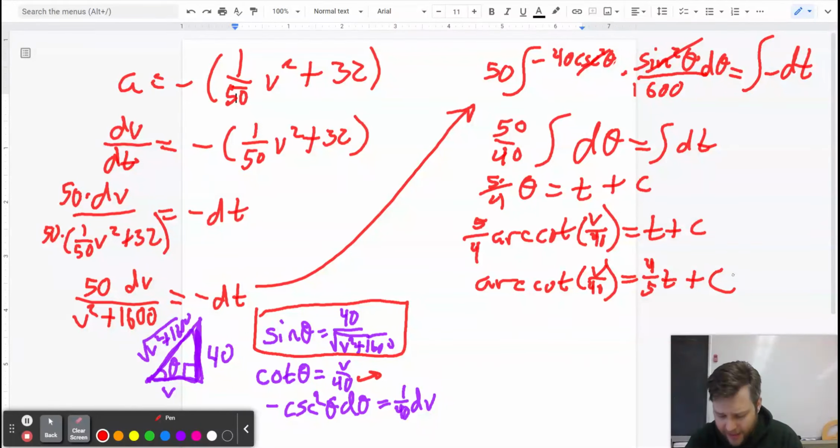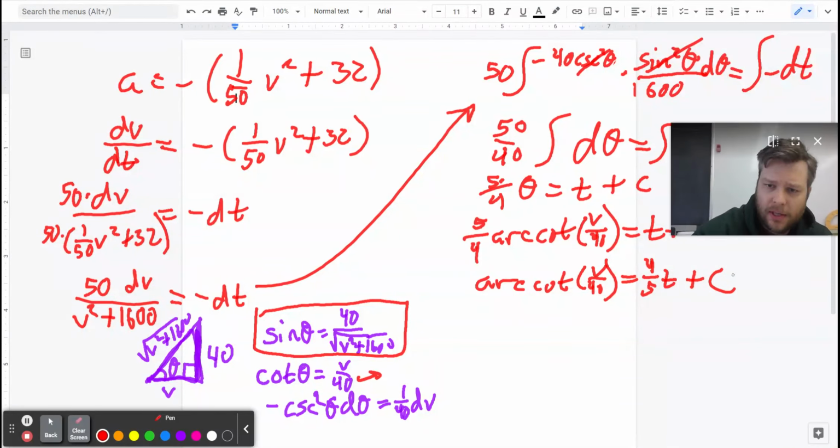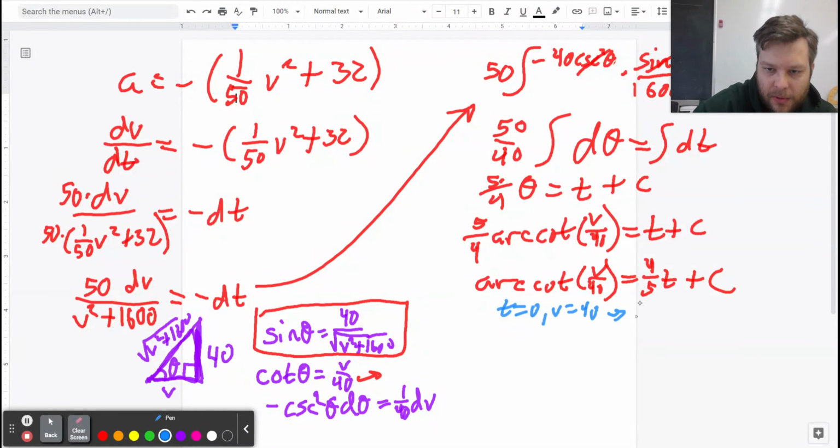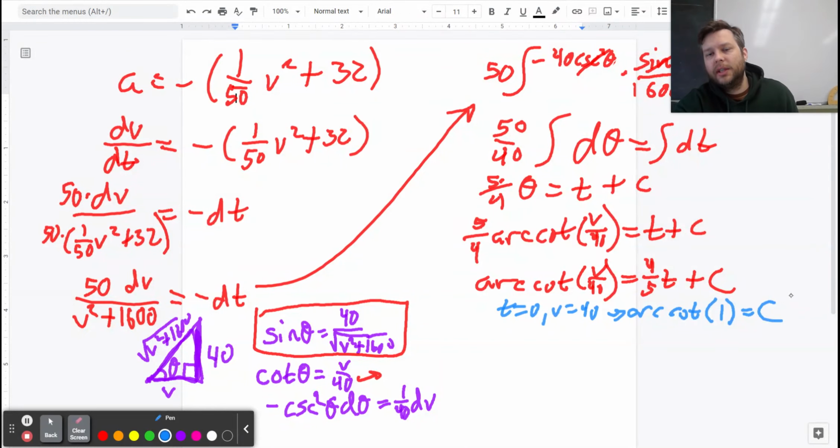We know that at t equals 0, the velocity is 40. So if t equals 0, let's use a different color, t equals 0, v equals 40. That means we're looking at the arc cotangent of 40 over 40, so 1 equals c. What is the arc cotangent of 1? Well, that's the angle that has a cotangent of 1, so that's pi over 4, because that's where sine and cosine are the same.